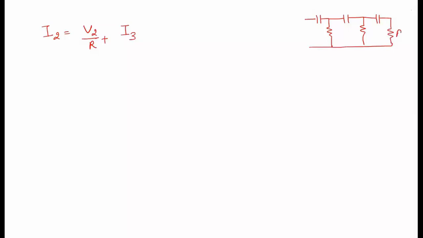This is the resistor R, R, R, C, C, C. Here we have the output and we have written the name here V node. This is the node V1 and this is the node V2. The current in this branch is I1, I2 and I3.